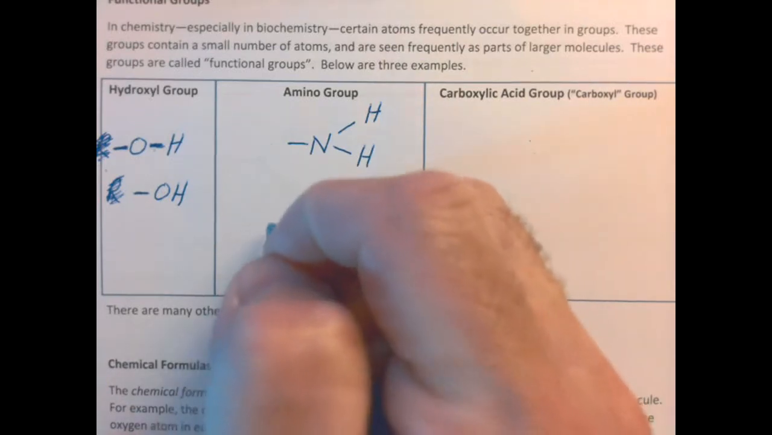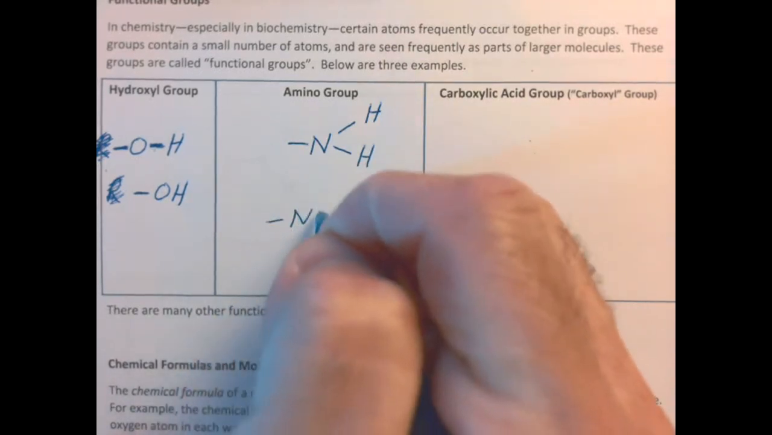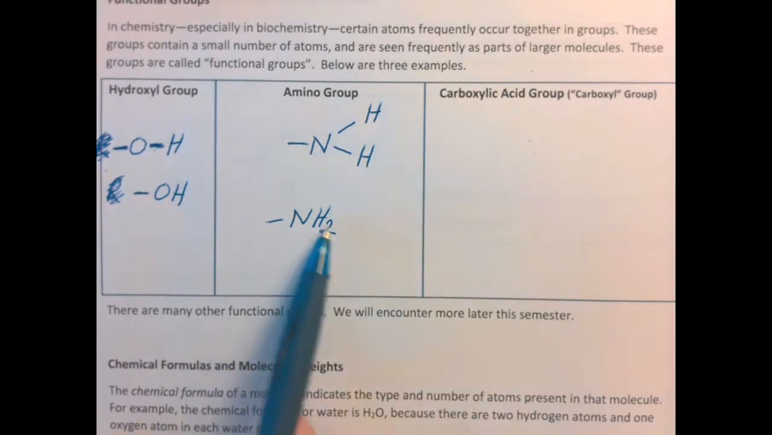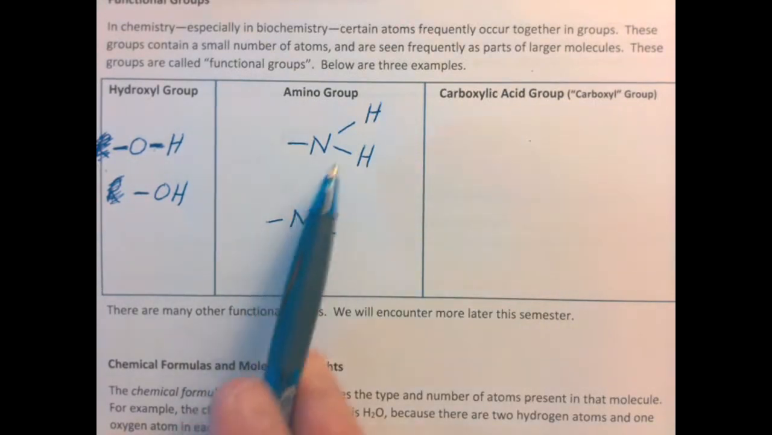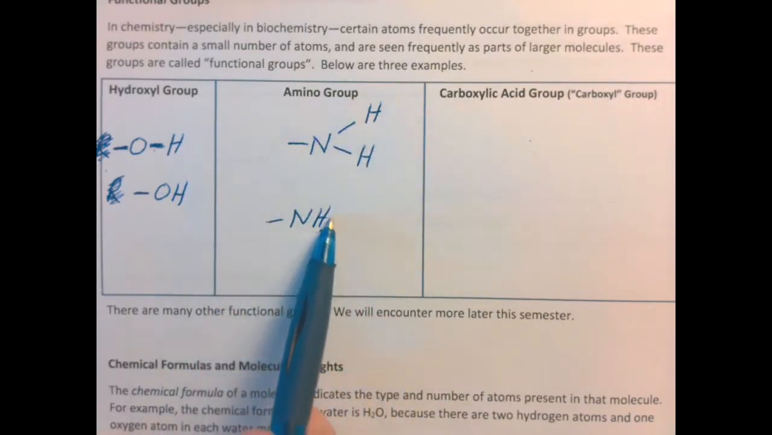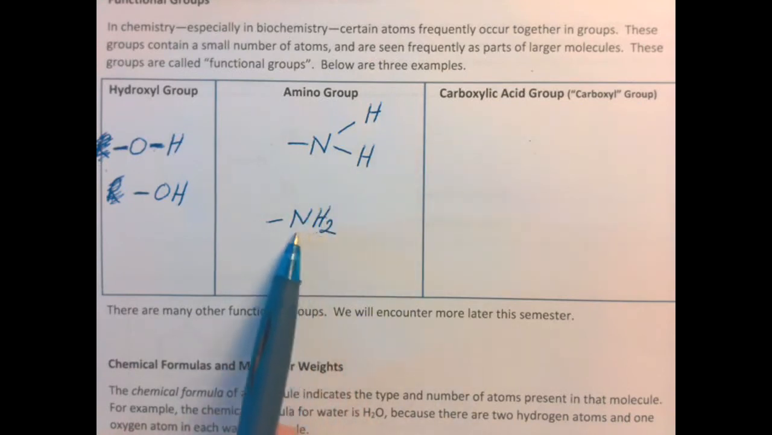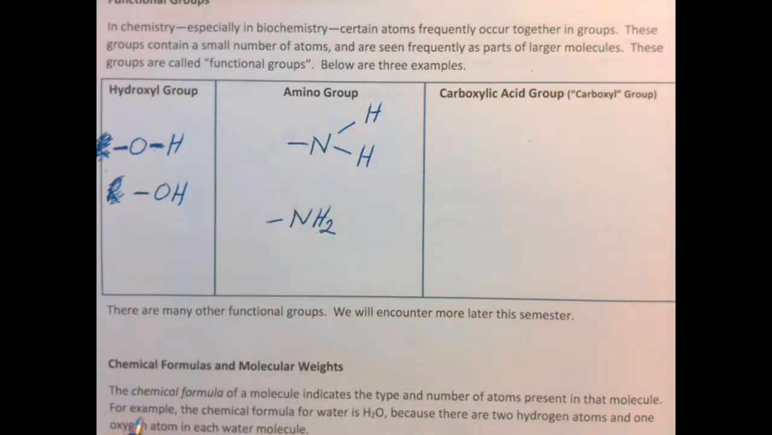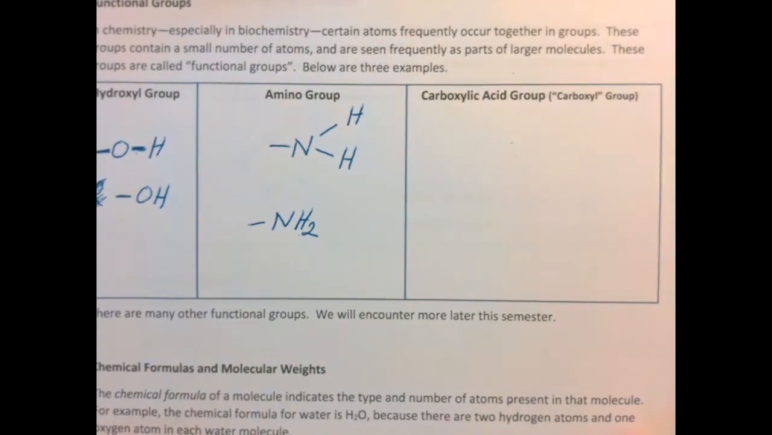You will occasionally see amino groups drawn like this. Rather than drawing the bonds, it is implied that nitrogen is doing this with the hydrogens, and there's really no other way to arrange these three atoms correctly except that way. So this is just a shorthand way to represent that. Either of what you see there is a correct way to draw an amino group. We're going to need to talk about those later on this week in future videos.